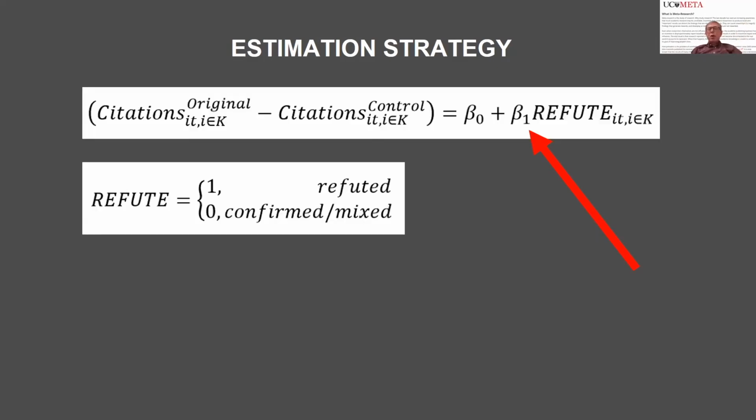And the key thing to note is that coefficient in front of the refute dummy variable, our treatment variable. Okay, so what does that coefficient tell us? Well, effectively, in this difference in difference setup, it tells us how many more or fewer citations original studies with negative replications received compared to original studies with positive or mixed replications. We'll say that again. That coefficient is going to tell us a numerical number. It will tell us the difference in citations from original studies that got negative replications compared with original studies that got positive or mixed replications.